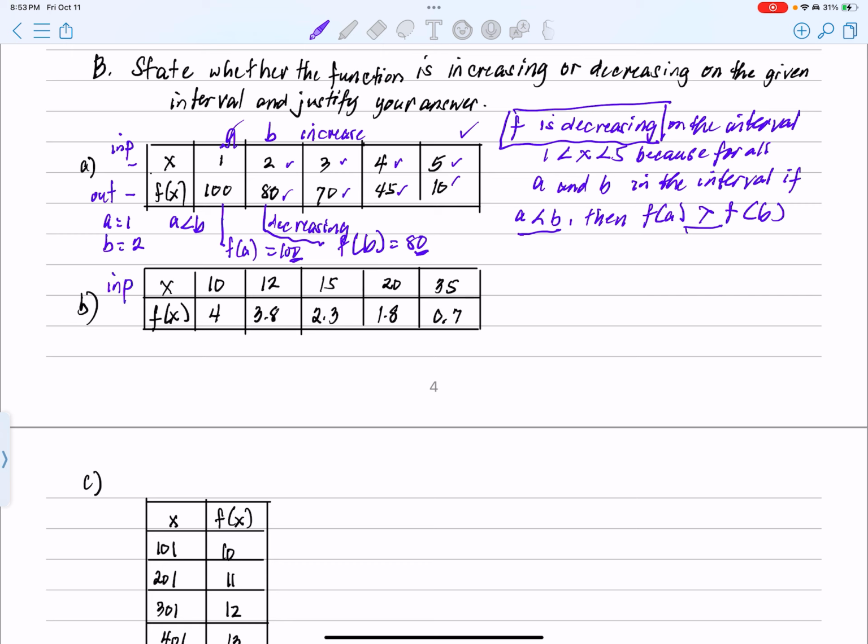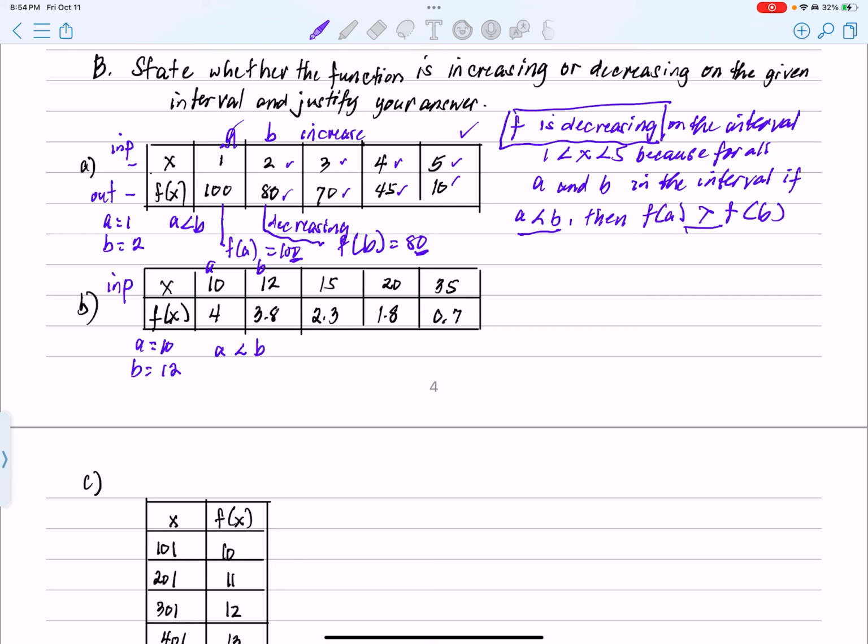Here, 10, 12, 15, 20, 35. So what can you say about it? It's increasing, right? So in this case right here, what can you say about the A? Let's say A is 10, B is 12. That means our A, if this is A, this is B, our A is less than B.